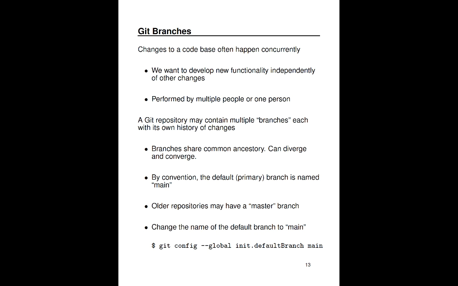To help support this use case, a Git repository may contain what are called multiple branches, and each has its own history of changes. You can create a new branch and then make changes on that branch that are isolated from the changes on any other branch.